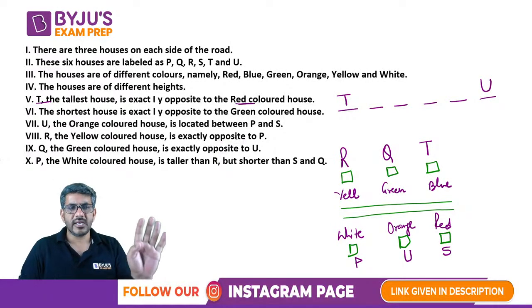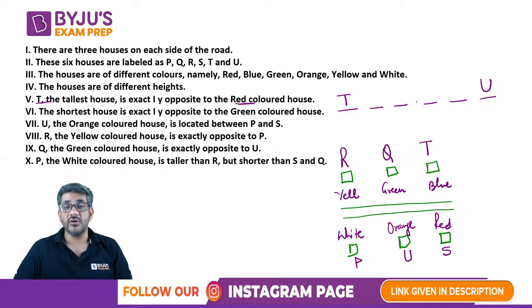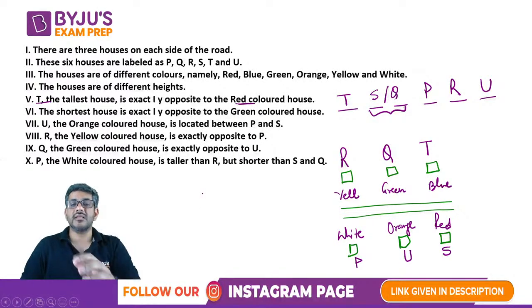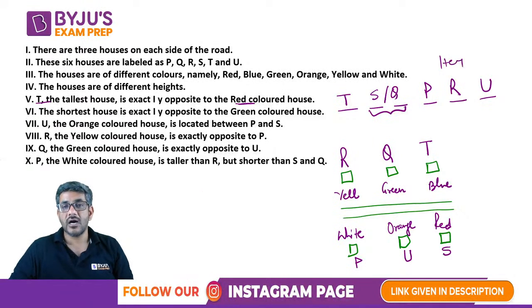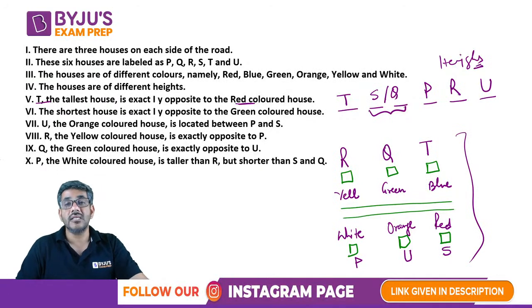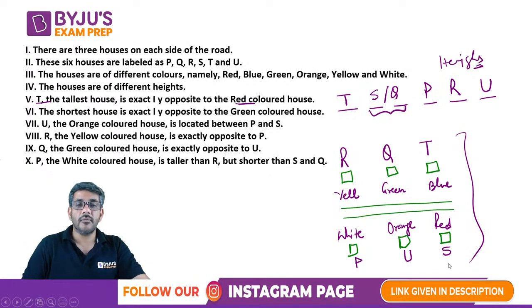Q is opposite to U. P is taller than R but shorter than S and Q. If P is taller than R and shorter than S and Q, so S and Q can be at any of these two places, right? But P has to be taller than R and shorter than them. So these are the houses according to their heights, and these are the arrangements of the houses according to their colors. This is the complete combination now.